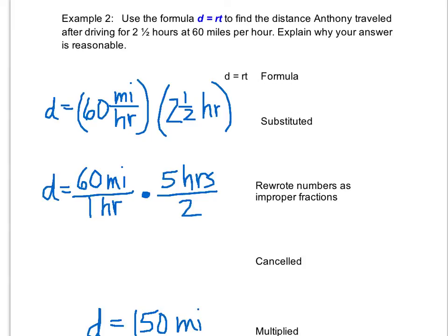Our next step, after we substituted the numbers for the variables that we know, is to rewrite the numbers as improper fractions. So our first number here, 60 miles per hour, we've rewritten as 60 miles over 1 hour. And then we converted this 2.5 hours to an improper fraction, 5 hours over 2. Remember, when you convert a mixed number to an improper fraction, you multiply the denominator times the whole number and add the numerator, which gives us 5.